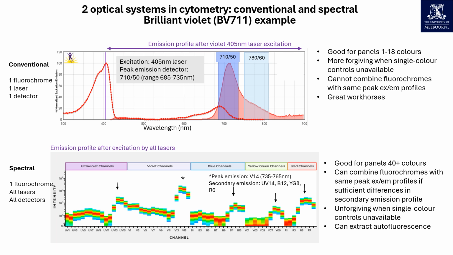Comparing the two traces here, the conventional trace at the top is represented on the spectral trace within the purple box. The peak emission in the 710/50 detector is equivalent to the two peaks at detectors V14 and V15. Because of the unique spectral traces or fingerprints for each fluorochrome, spectral cytometers allow for much larger fluorochrome panels to be used compared to conventional cytometers, which are limited to the number of fluorochromes as there are laser fluorescent detector pairs.